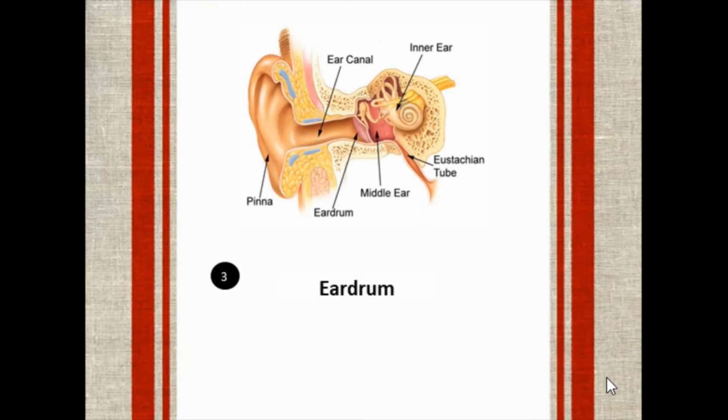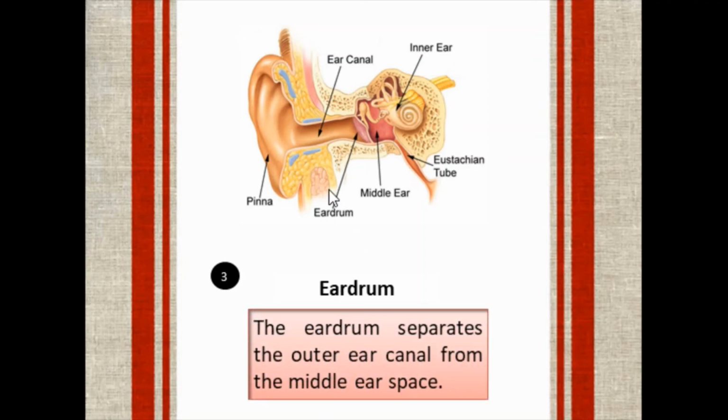Number 3 is our eardrum. Eardrum. In the picture above, our eardrum is over here. It is the one that separates the outer ear canal from the middle ear space. Before we arrive in the middle ear, there is the eardrum that is the separation point between the outer ear canal and the middle ear space.